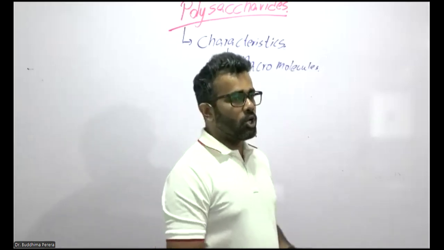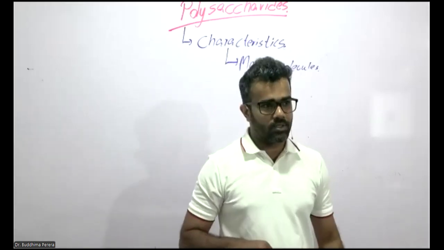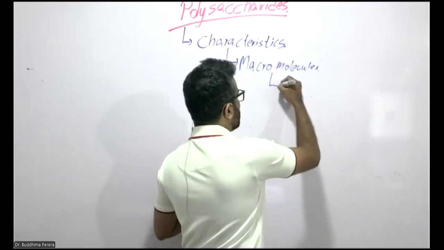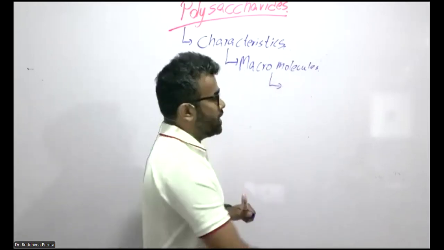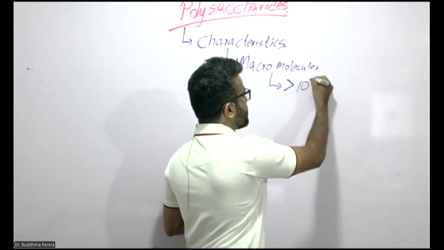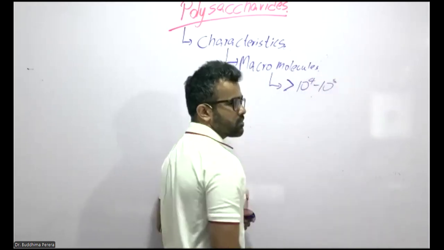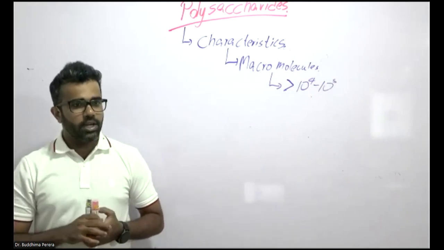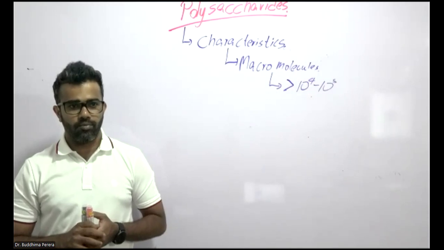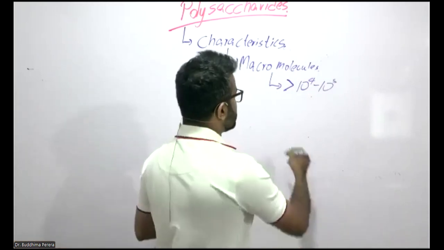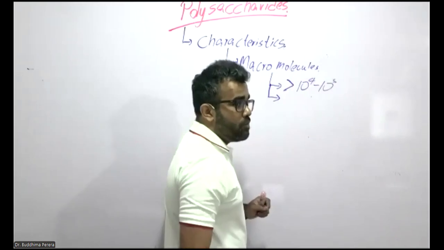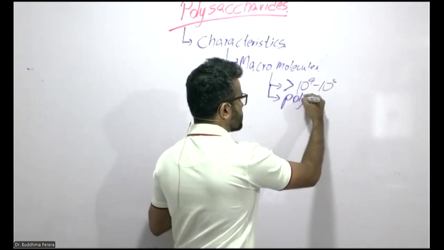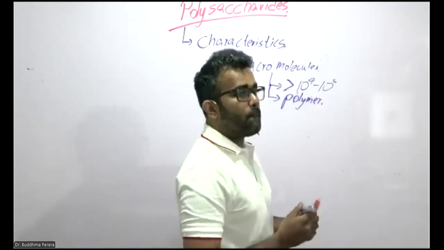To become a macromolecule, there are two characteristics which you have to learn. One is that your molecular weight should be more than 10 to the power 4 to 10 to the power 5. If your molecular weight is more than that, we consider it a macromolecule. And it should be a polymer.